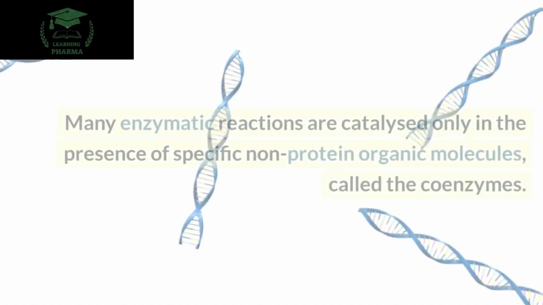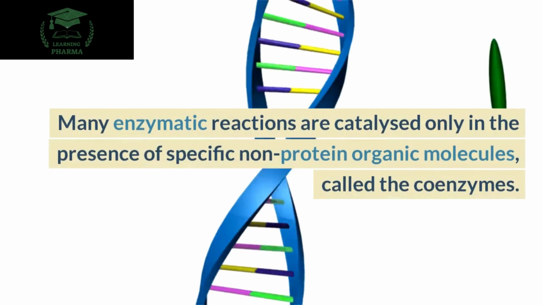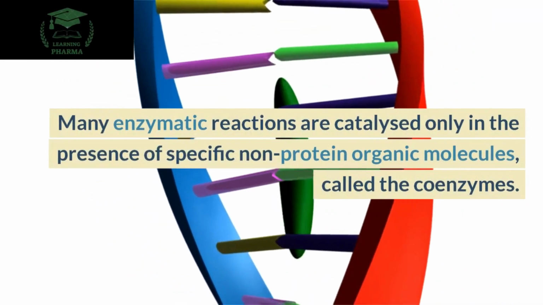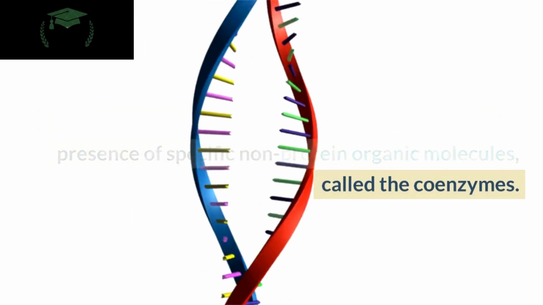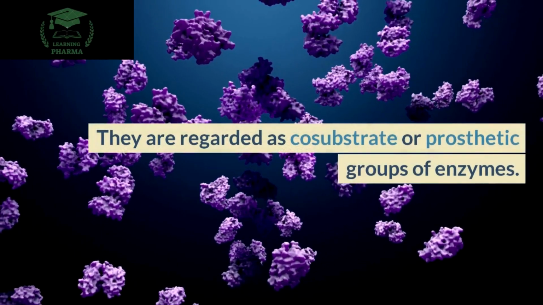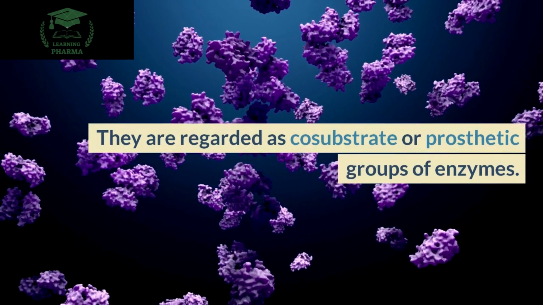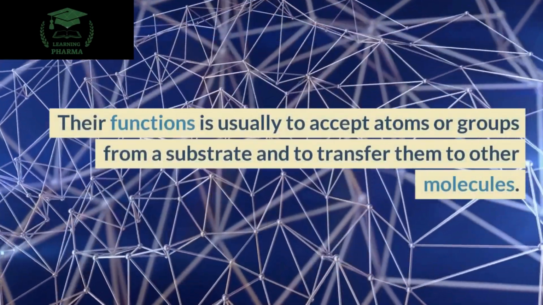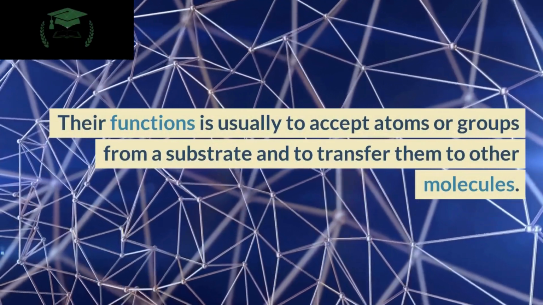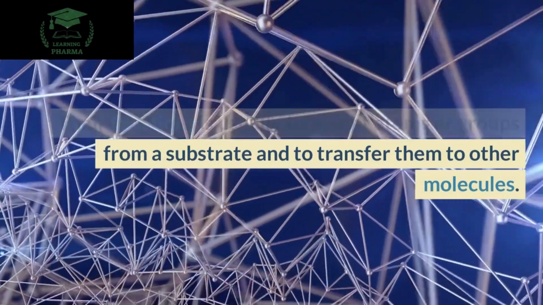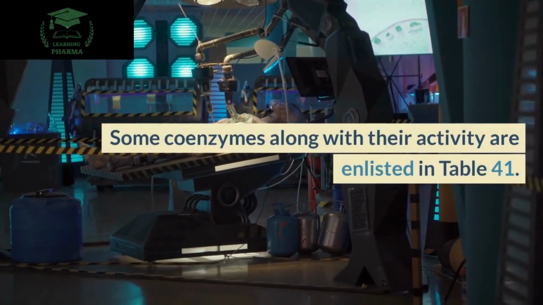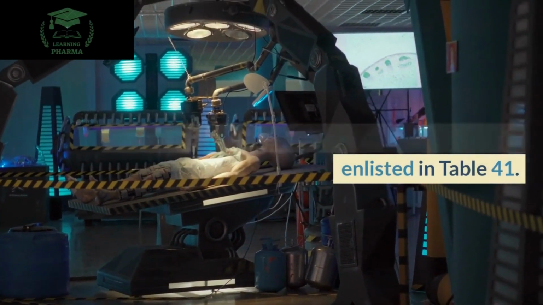Coenzymes. Many enzymatic reactions are catalyzed only in the presence of specific non-protein organic molecules, called the coenzymes. They are regarded as co-substrates or prosthetic groups of enzymes. Their function is usually to accept atoms or groups from a substrate and to transfer them to other molecules. Some coenzymes along with their activity are enlisted in Table 4.1.